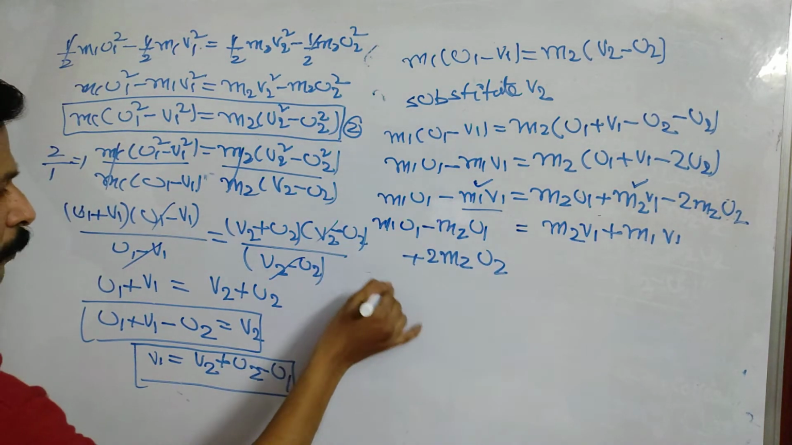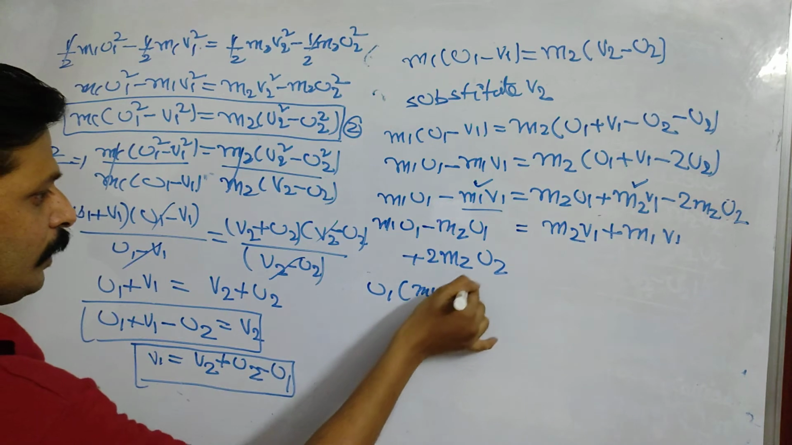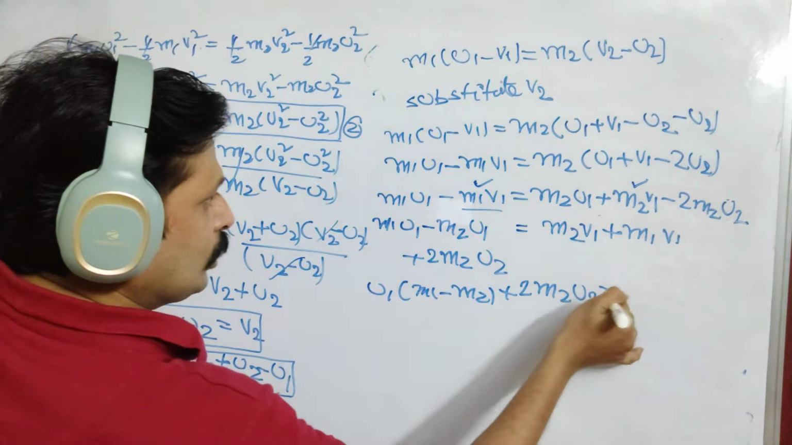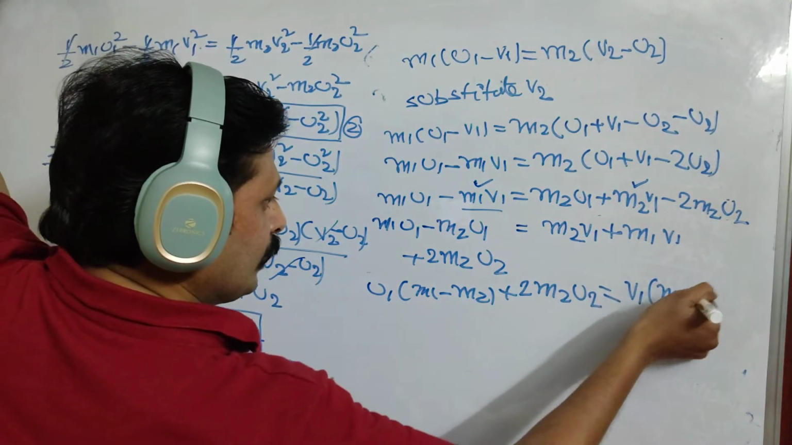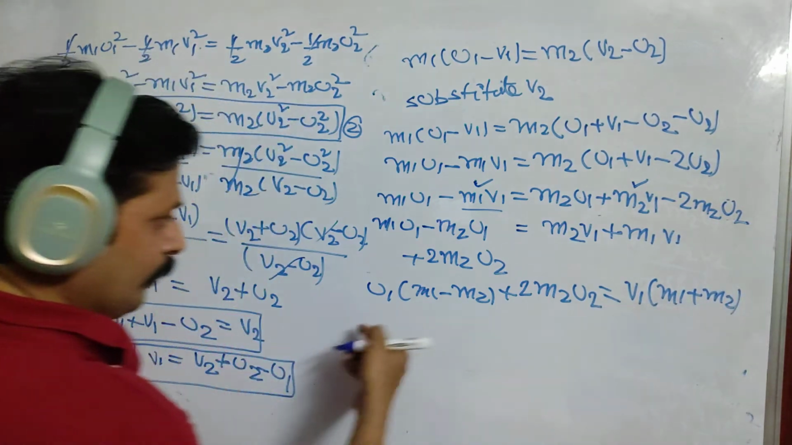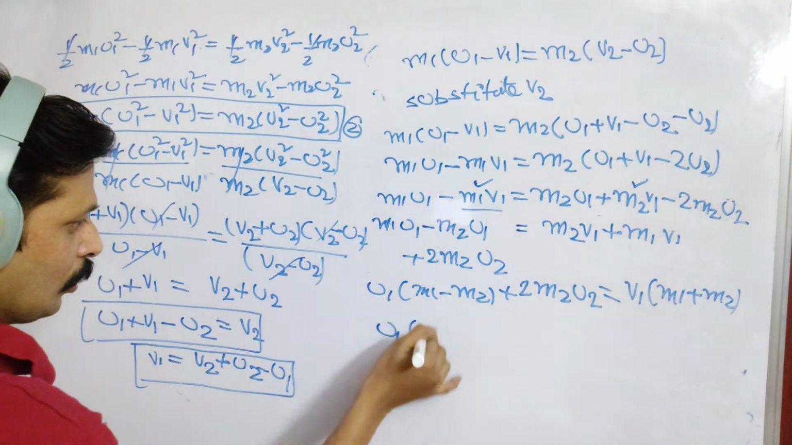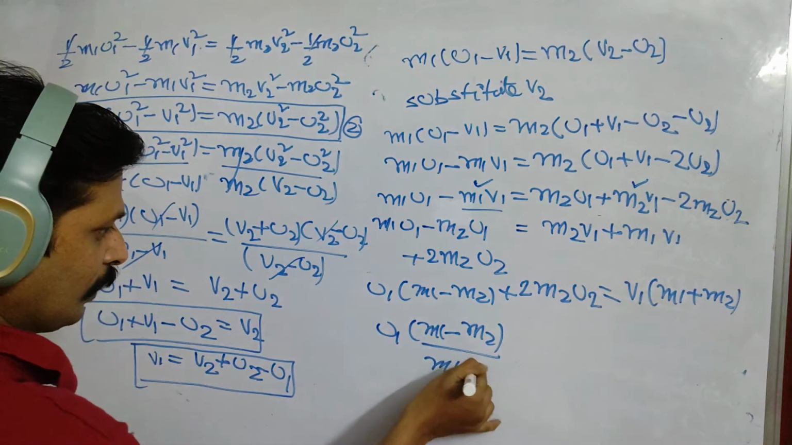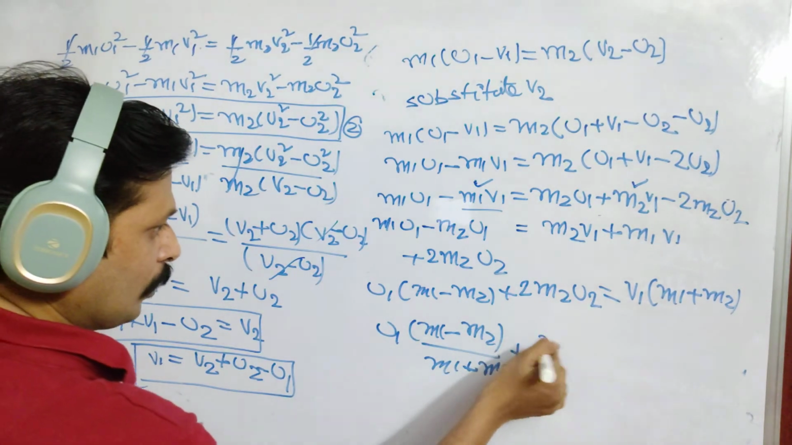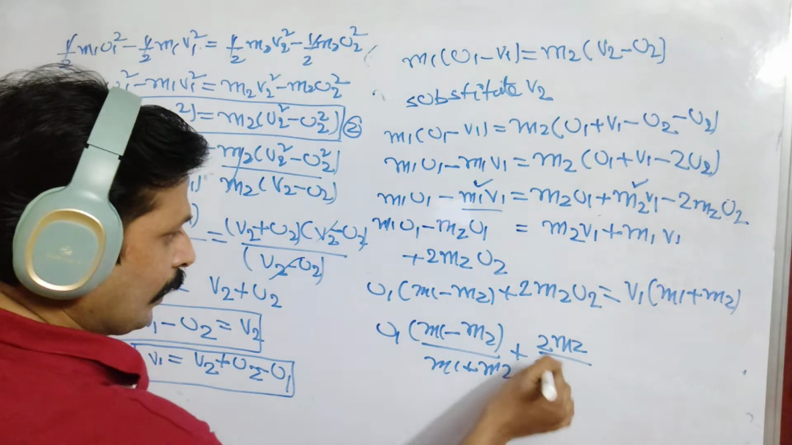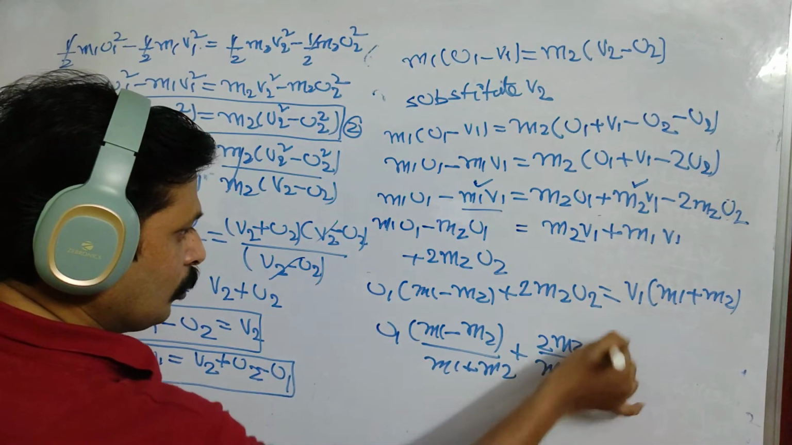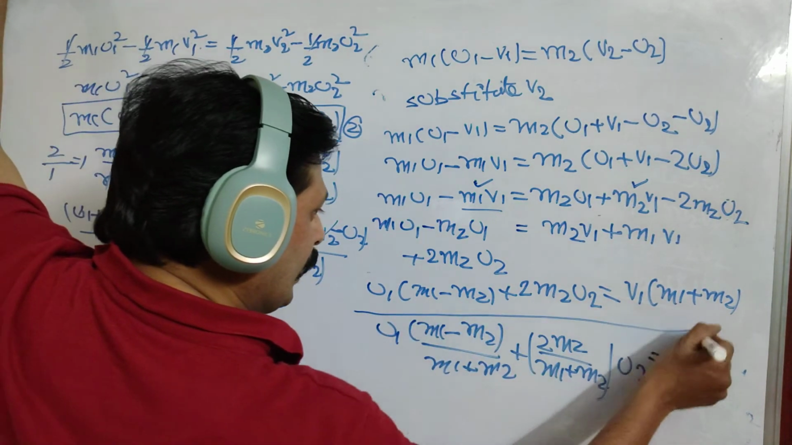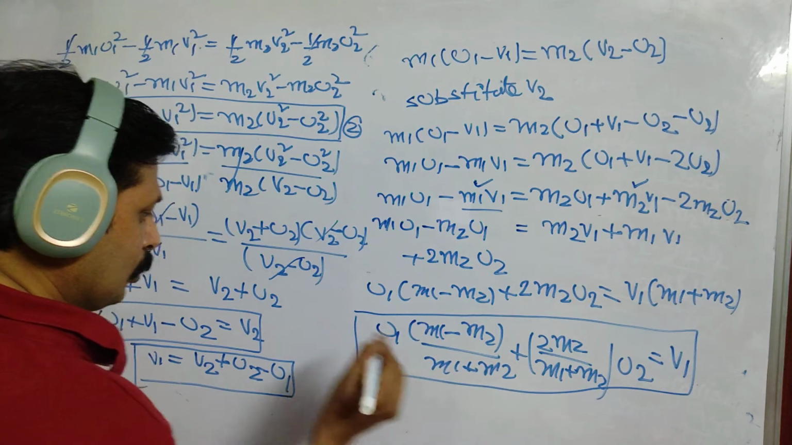There is a possibility to take common now. u1 of m1 minus m2 plus, what about the second one? 2 m2 u2. That should equal v1 times, you take common, m1 plus m2. Divide the value by m1 plus m2 now. That means u1 of m1 minus m2 by, what will come? m1 plus m2, plus second term, 2 m2 by m1 plus m2 into u2, that should equal v1. It is the first value you are getting by using the two important laws.